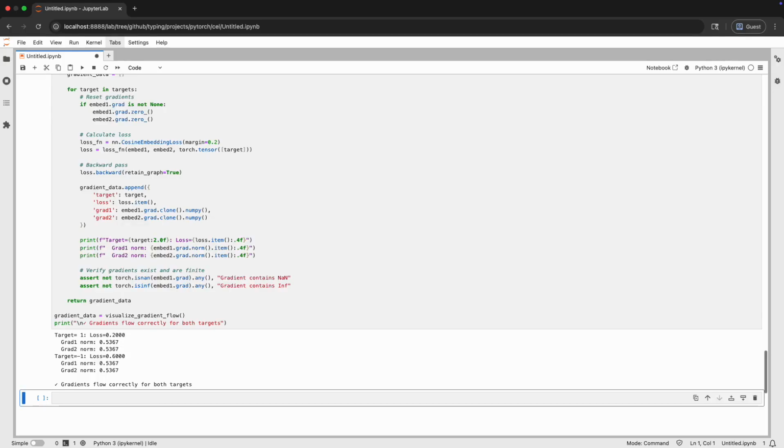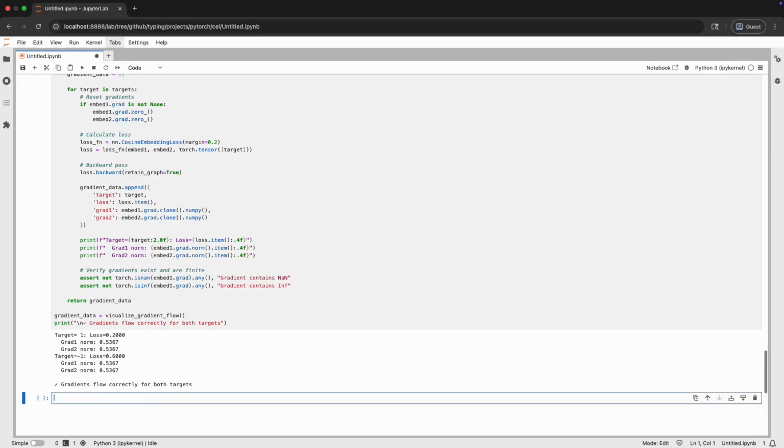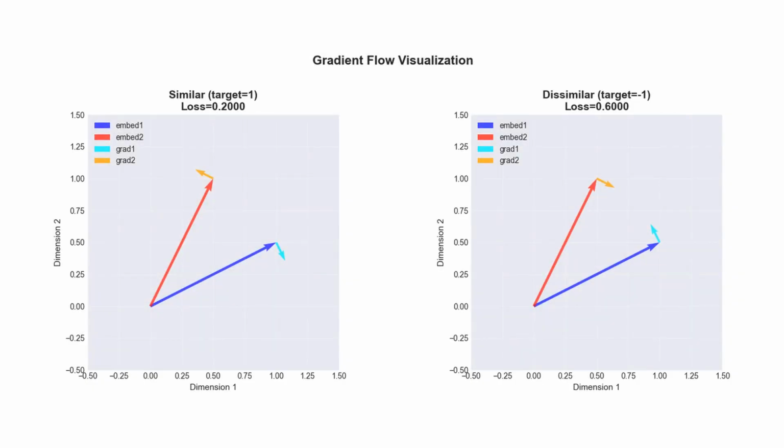Let me create a visualization showing these gradient directions as vectors, which will make the optimization dynamics much clearer. This visualization shows exactly how the gradients guide our embeddings. Note that the arrows shown are the gradients, which point in the direction of increasing loss. During gradient descent optimization, parameters are updated in the opposite direction to minimize loss. So for similar pairs, the actual updates would pull vectors together, while for dissimilar pairs, the updates would push them apart.